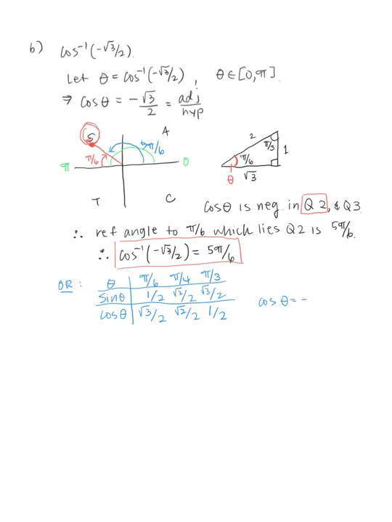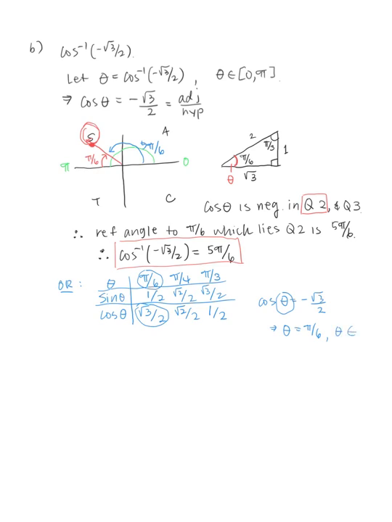Okay, so let's look at cosine of theta is negative root 3 over 2. If you look at the chart, you already know what the angle is going to be. So theta is going to be pi over 6, but you're still going to have to figure out where that angle is going to lie. Theta is pi over 6, sorry about that.